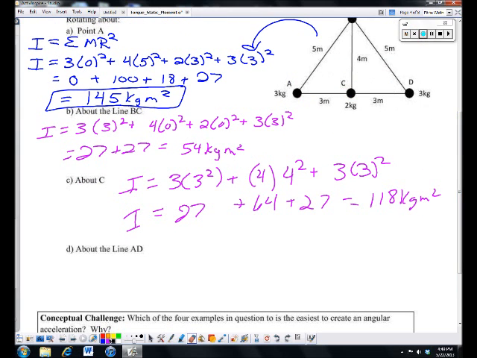So I'm going to do the line AD. Switch up the colors again. Actually, I want you to try this one on your own. Do AD on your own. Give you a moment. This one's super easy.